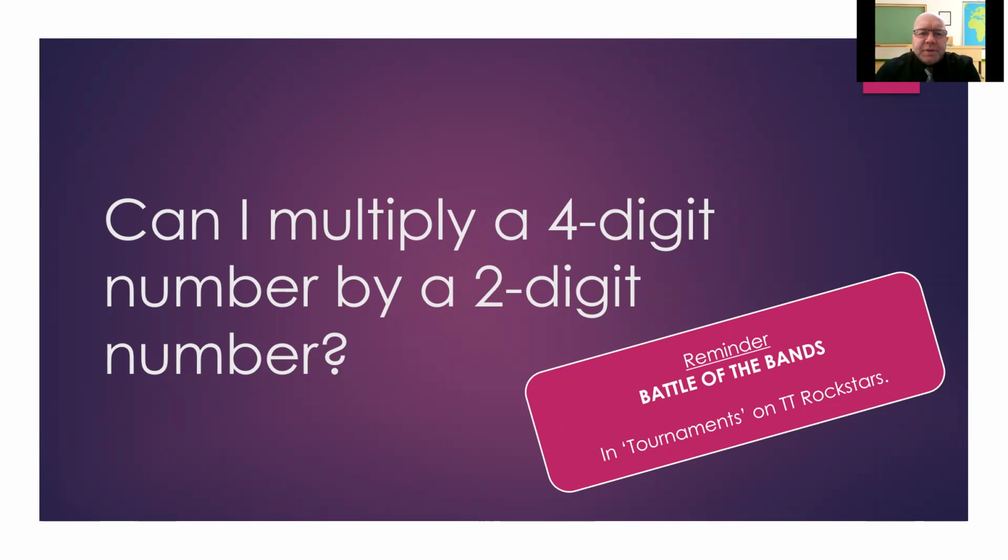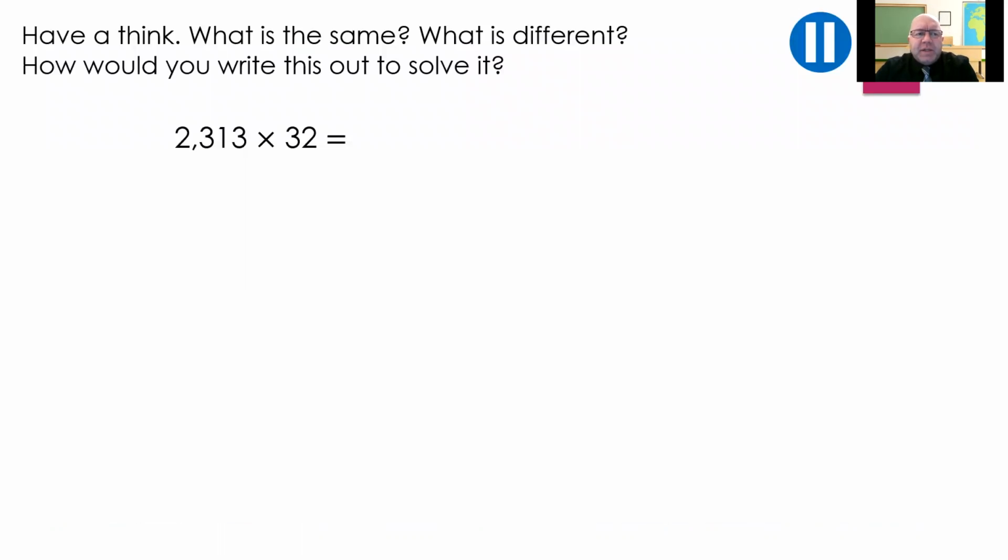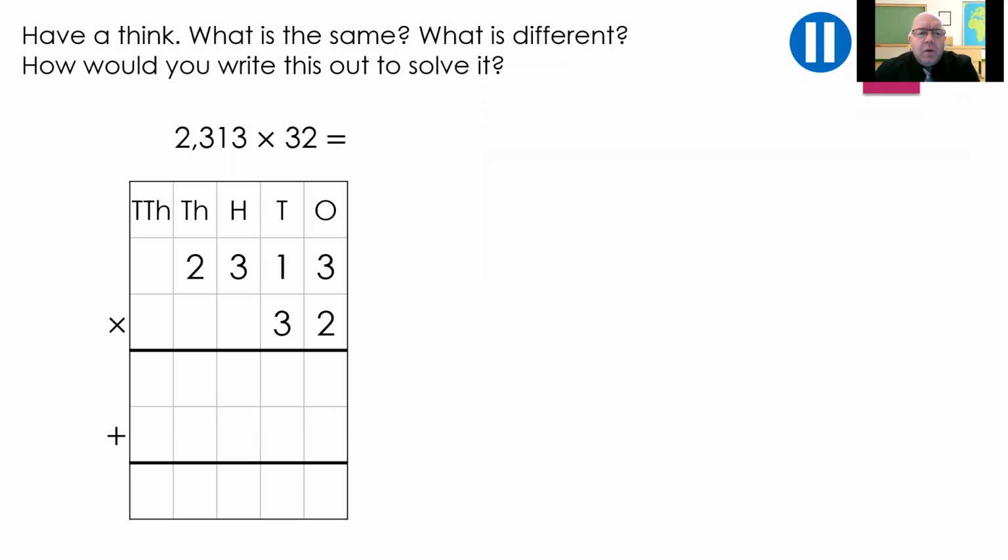Okay, right. Well, here's our first page. I want you to have a think. Based on what we've done already, based on the other lessons that we've done, what's the same and what's different about this question? And how would you write it to solve it? Have a think. Okay. Well, actually, the only thing that's different is this value in the thousands column. Apart from that, it's just the same as the ones we've been doing.